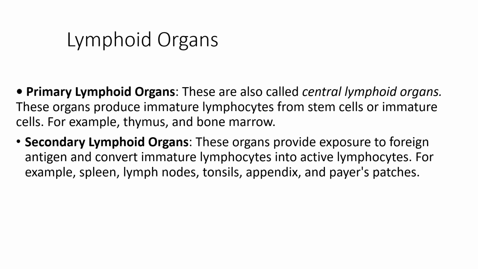Lymphoid organs are classified as primary lymphoid organs and secondary lymphoid organs. Those lymphoid organs that produce immature lymphocytes from stem cells are known as central lymphoid organs or primary lymphoid organs. An example is thymus and bone marrow. Whereas secondary lymphoid organs are those organs which, when exposed to antigens, convert these immature lymphocytes into active lymphocytes. Examples of secondary lymphoid organs are spleen, lymph node, tonsil, appendix and Peyer's patches.